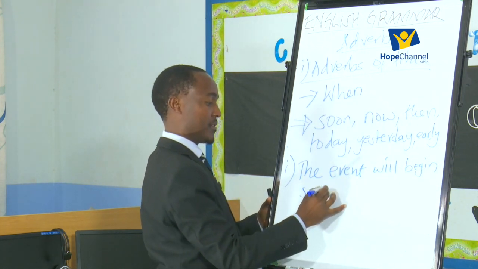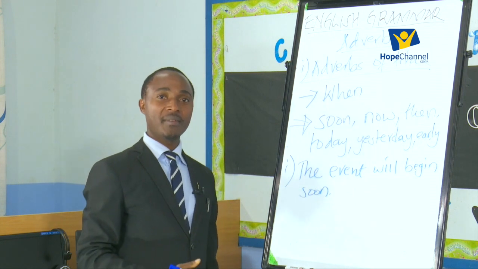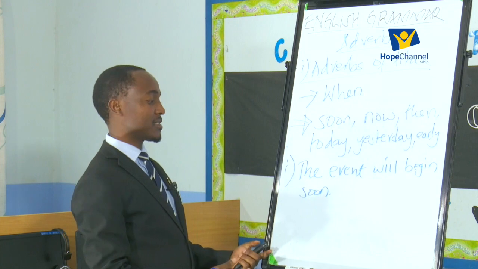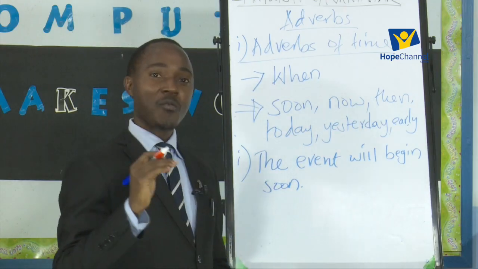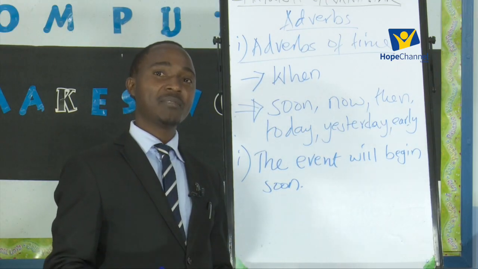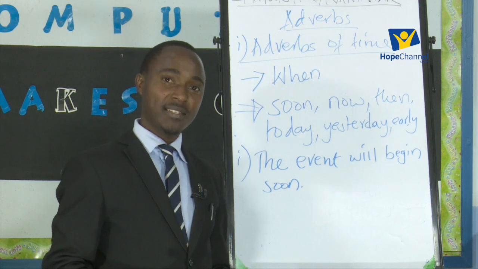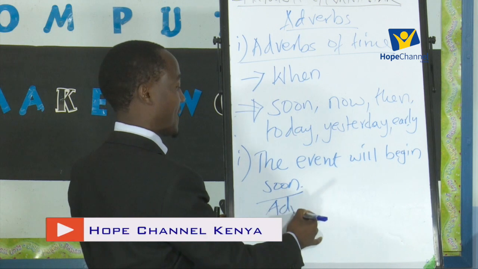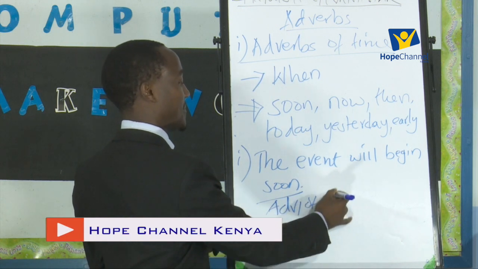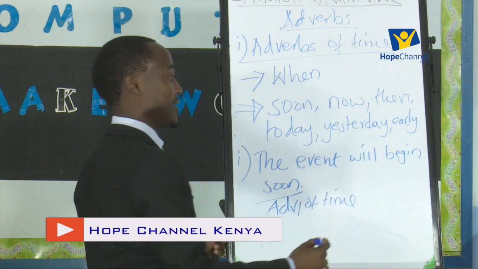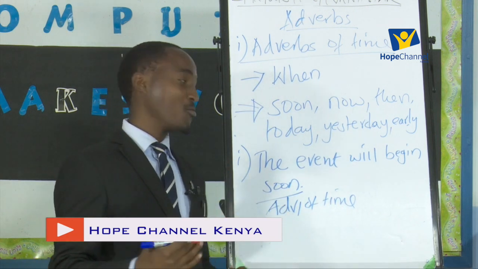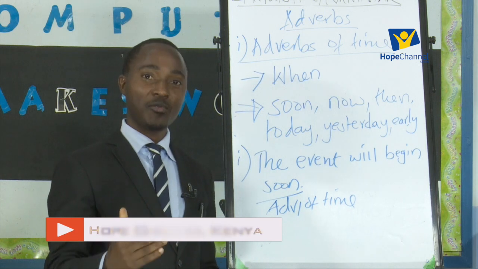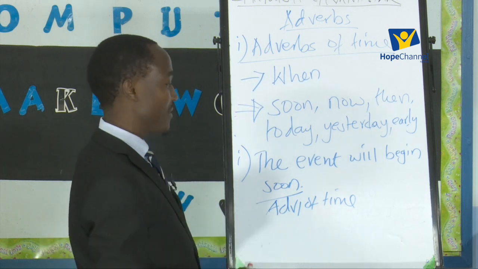soon. So how do we identify the adverb in this sentence? We will simply ask ourselves this question: when will the event begin? And the answer is soon. So soon is our adverb of time. So the simple question is, when will the event begin? And the answer is soon. So soon is our adverb of time.